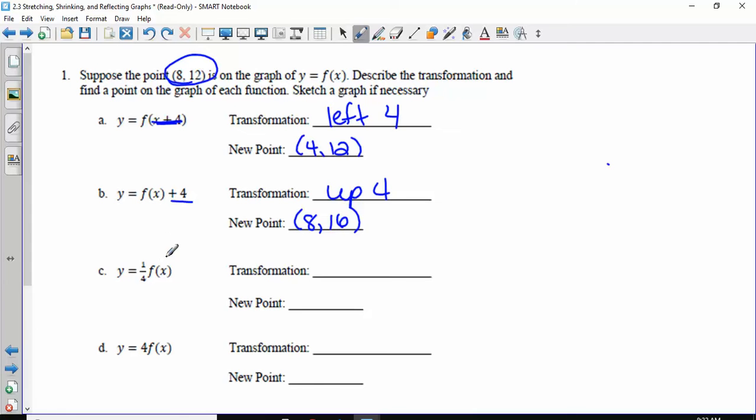C, 1/4. So it's on the outside, so it's y, so it's a vertical. 1/4, what would that do? Stretch or shrink? Shrink, because it's less than 1.